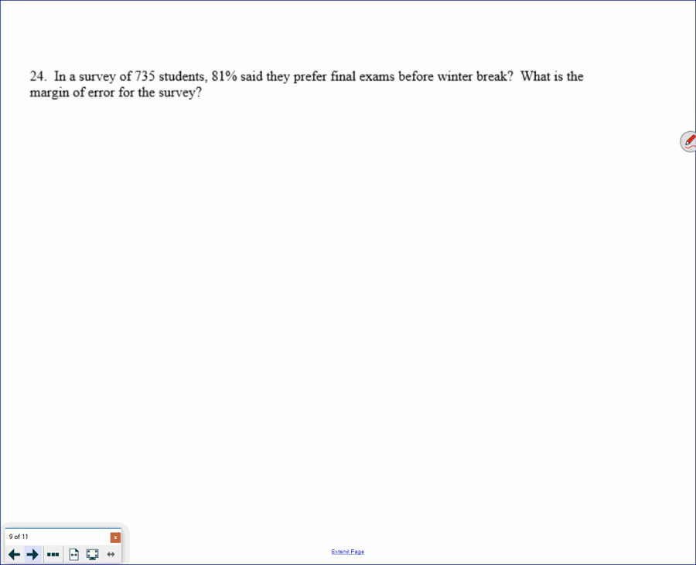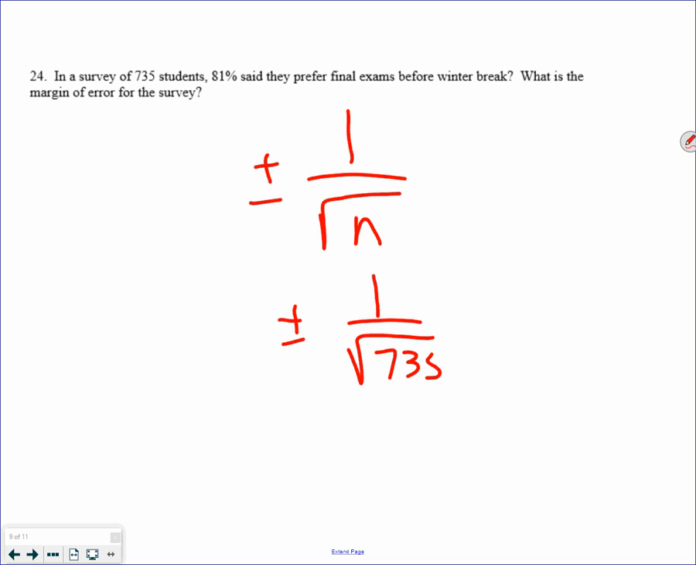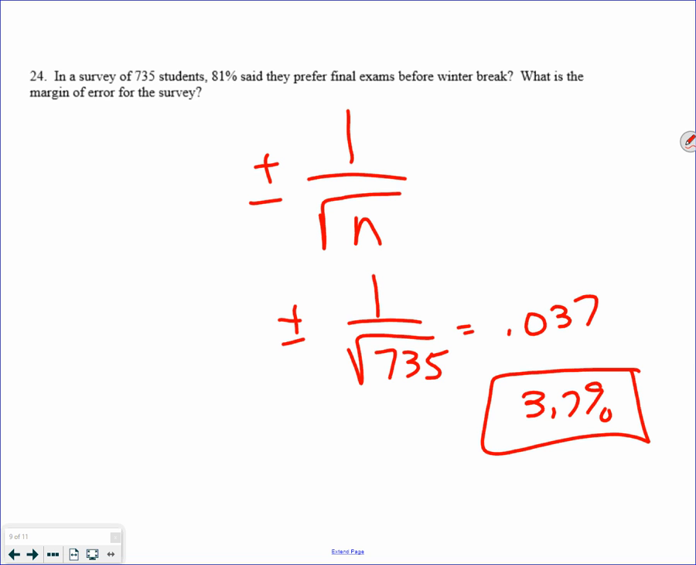A survey of 735 students, 81% said they prefer final exams before winter break. What is the margin of error? Another formula that you would need, the square root of n. That formula will not be given to you. So plus or minus 1 over the square root of 735. N is the number of people that you actually survey. And so this would be 0.037 or 3.7% margin of error.